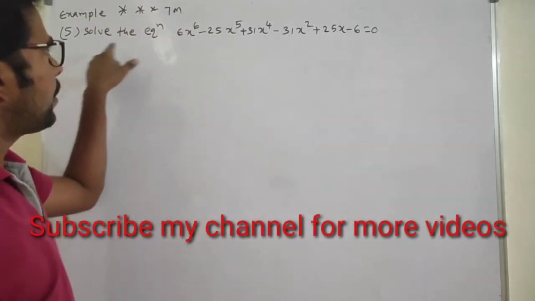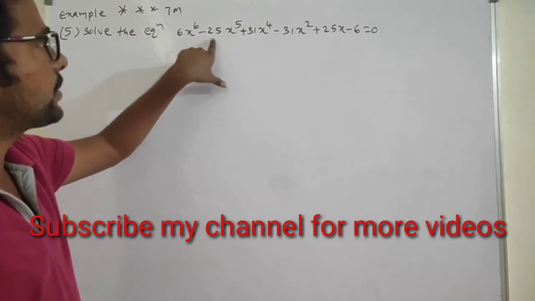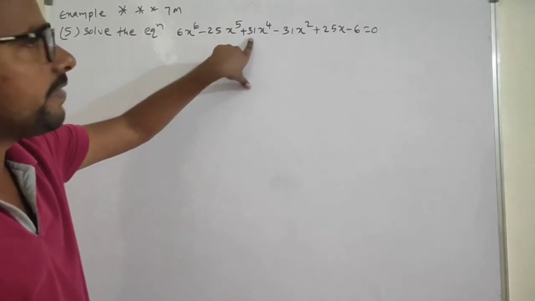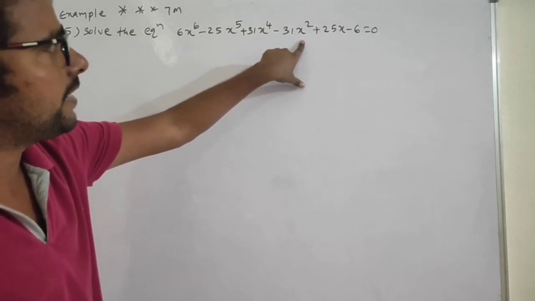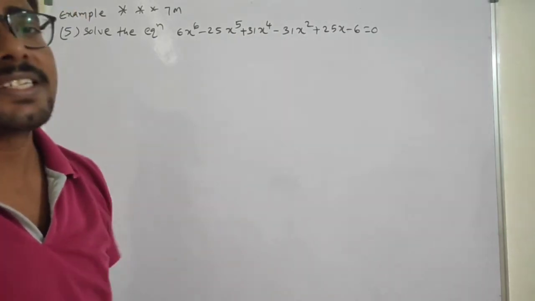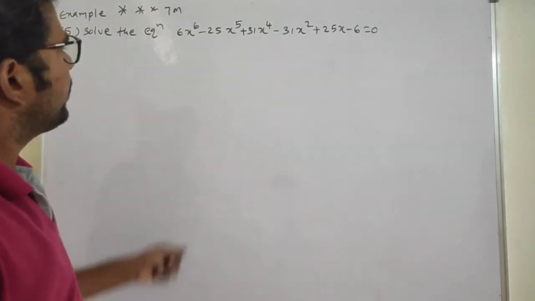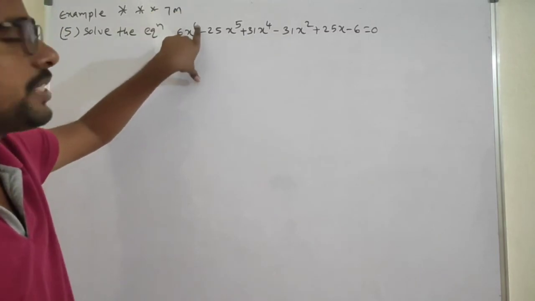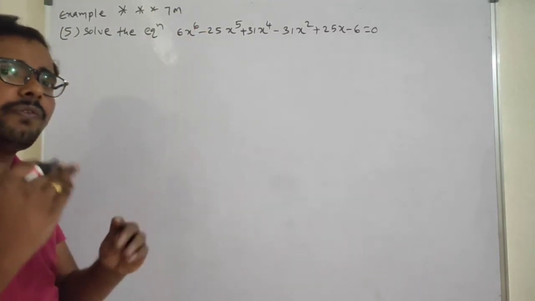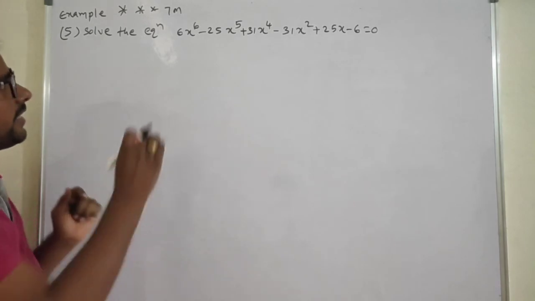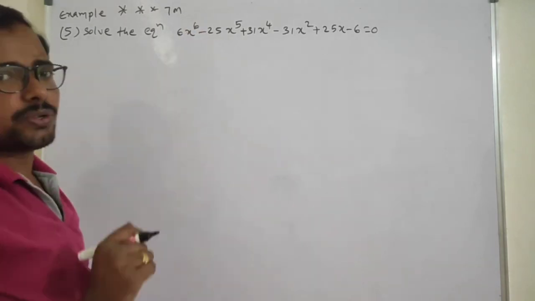7 marks question. Solve the equation 6x^6 - 25x^5 + 31x^4 - 31x^2 + 25x - 6 = 0. This is a 6th degree equation, so we will convert it into a 4th degree equation.